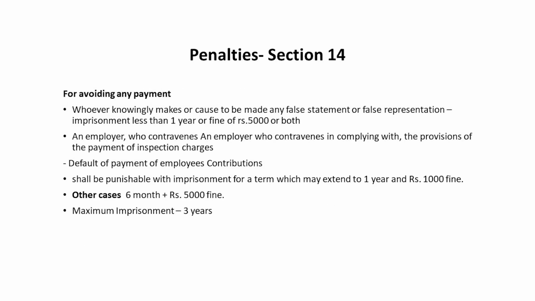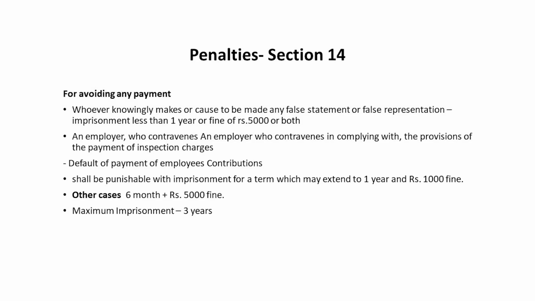And the same roles have been given to the inspectors who have been appointed, and they would be doing similar kinds of functions. So section 14 is very, very important, because when we talk about penalties, if the employer is avoiding any payment under this act, and whoever knowingly makes or causes to make any false statement or false representation just to avoid payment, then imprisonment of up to 1 year or a fine of rupees 5,000 has been fixed, and sometimes both can be given.